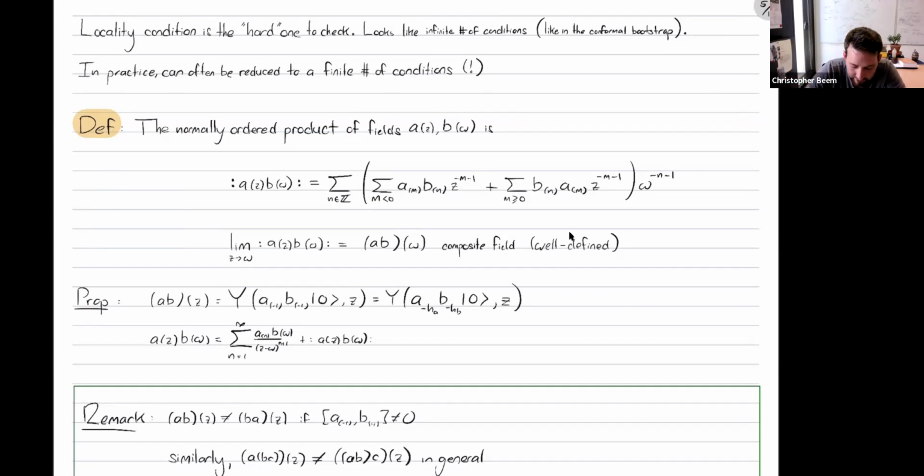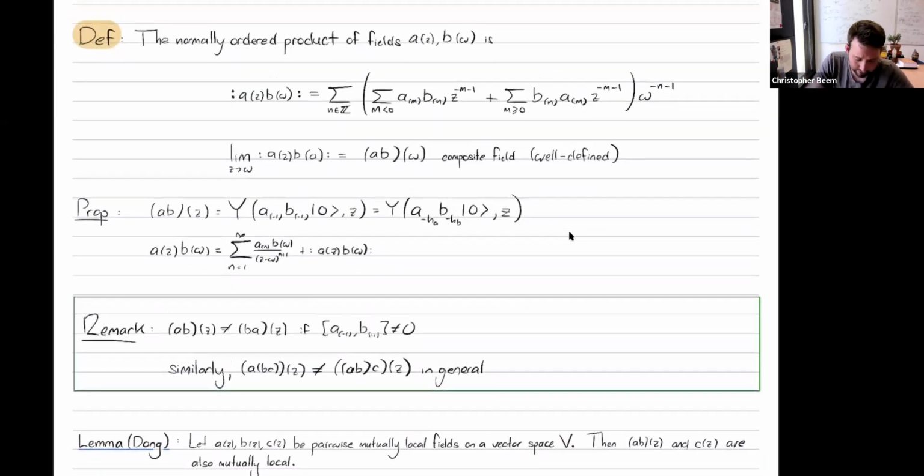So it looks like a lot of conditions, like we know in the conformal bootstrap, solving the associativity conditions of the OPE in principle seems like an infinitely big problem because you have to choose all possible correlators. But the nice thing in this very simplified vertex algebra setting is that you can often reduce the check to a finite number of conditions. And this is achieved through the normally ordered product.